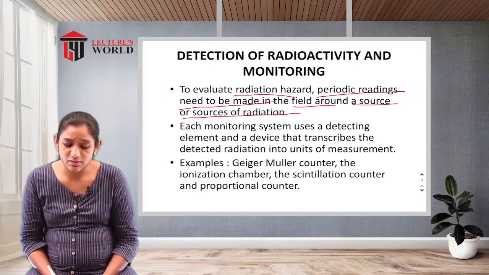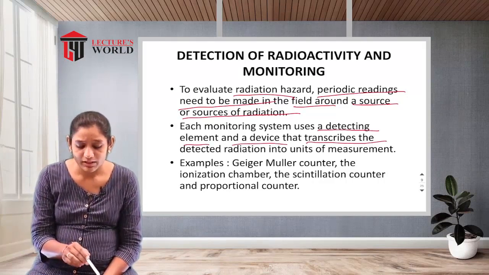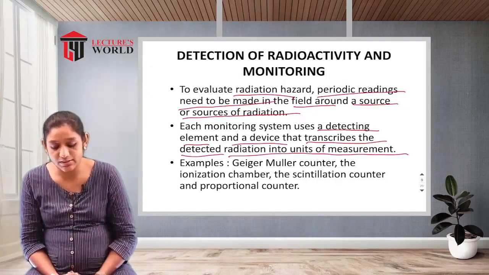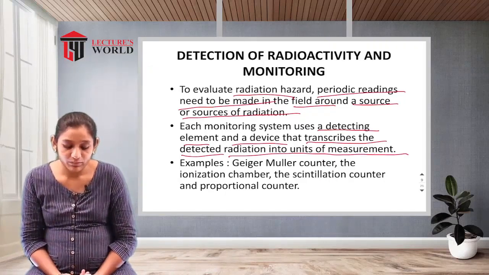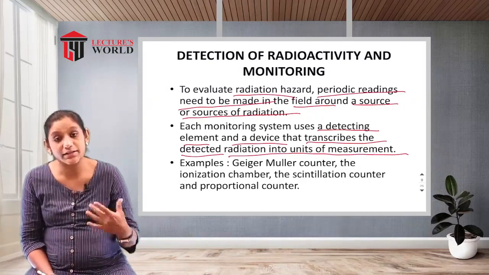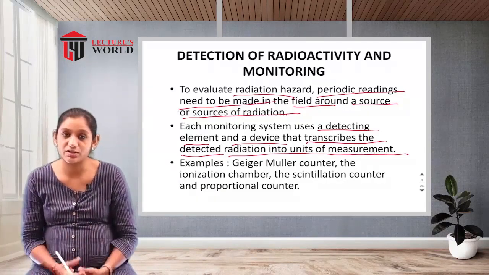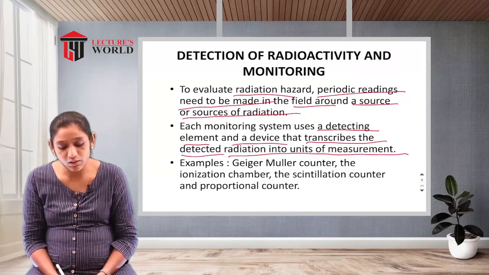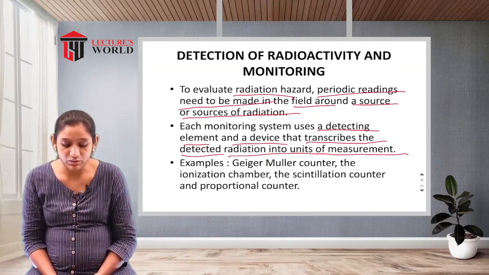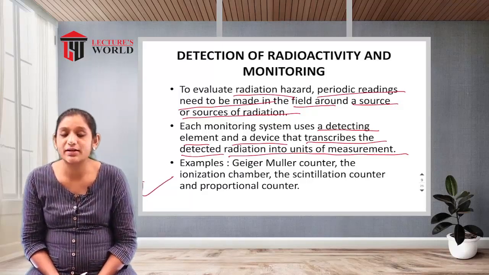Each monitoring system uses detecting elements and a device that transcribes the detected radiation into units of measurement. Examples are the Geiger-Muller counter, the ionizing chamber, the scintillation counter and proportional counters. These are all examples for radioactivity and its monitoring.